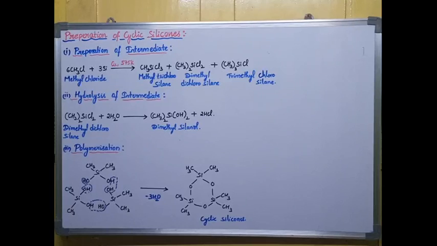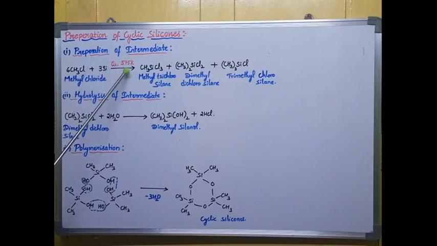Coming to the last one, that is cyclic silicones. So we are seeing the preparation method of cyclic silicone now. First is the preparation of intermediate. Similarly, whatever intermediate is there for linear silicone, the same intermediate we will use for this cyclic silicone also. So firstly I am taking methyl chloride. I am reacting this methyl chloride with silicon.